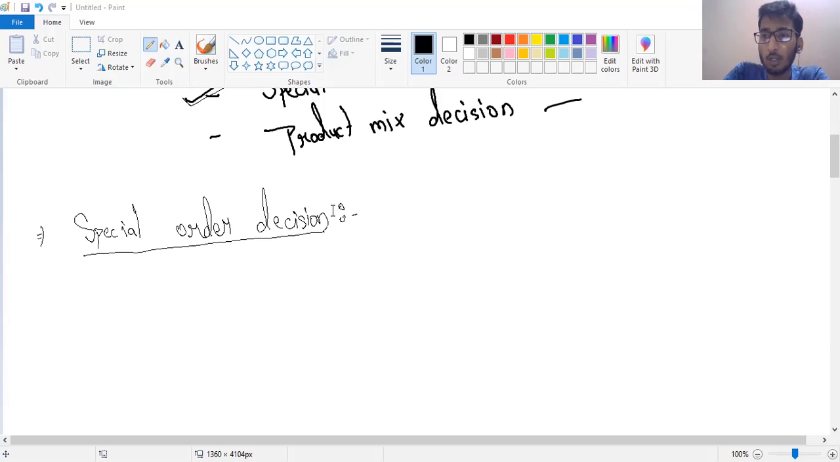So that would be a special order decision. We specifically need to think, for the purpose of the order, whether we should accept it or not. We should first analyze the revenue: what would be my incremental revenue just because of this order? Second, what would be my relevant incremental cost just because of this order? Then we will analyze these, and at the end we will see whether the revenue is more than the cost or not.